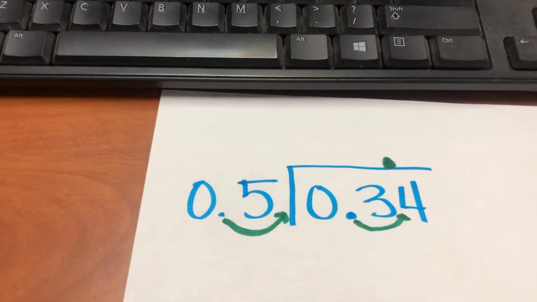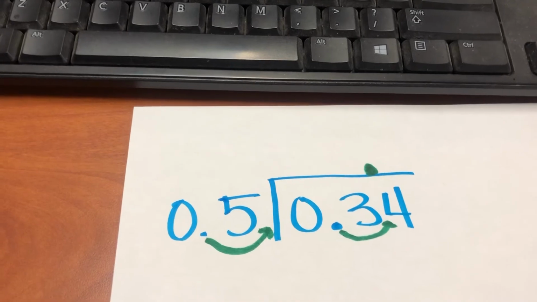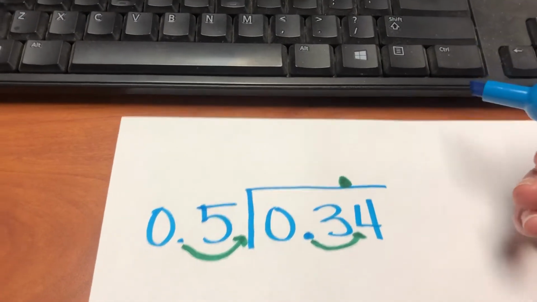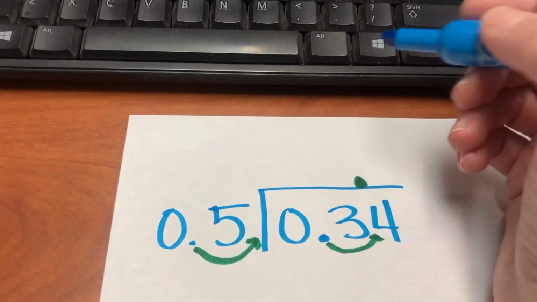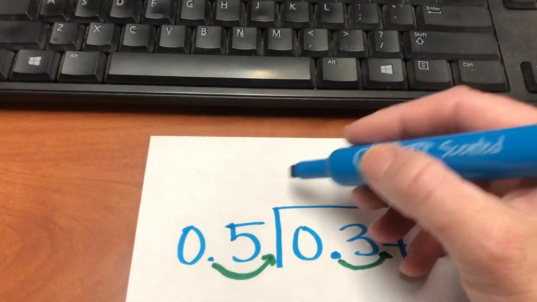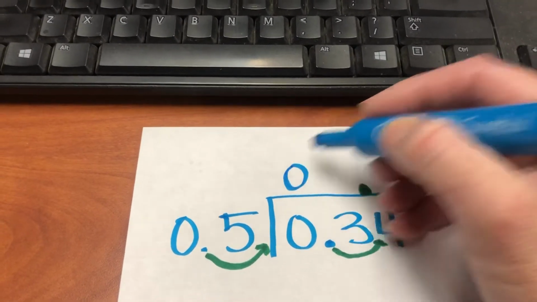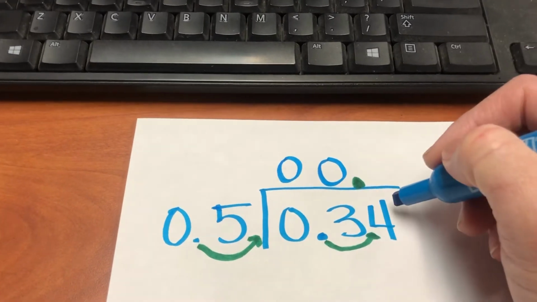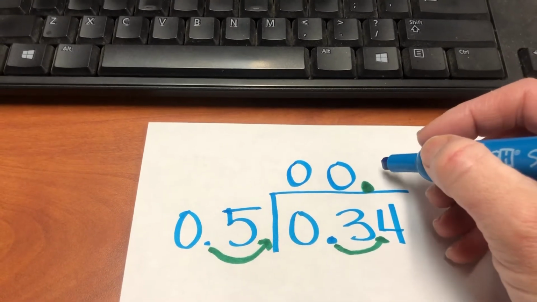Once I do that, I can ignore the decimal point. I'm just going to do long division like we've done before and keep dividing until I don't have a remainder anymore. So now I have 5, the whole number 5. 5 won't go into 0. It won't go into 3. But it will go into 34. 5 will go into 34 6 times.